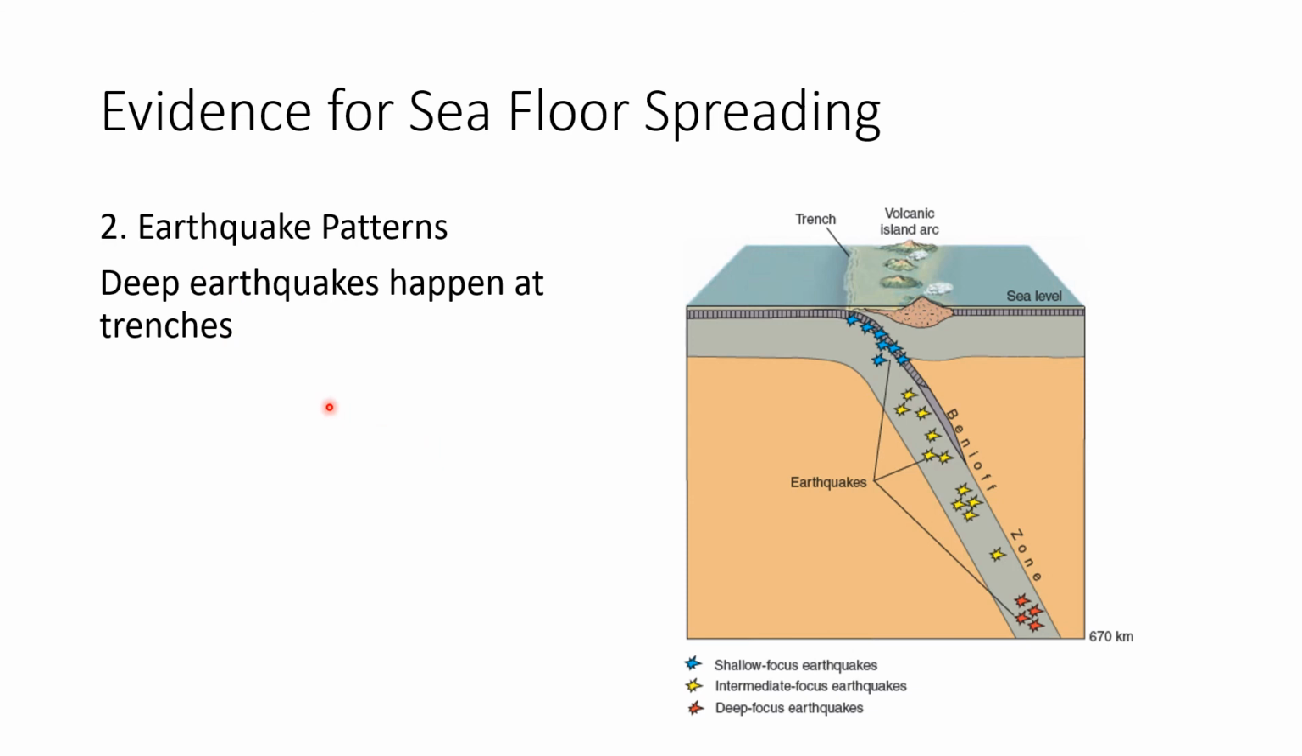Next, we have earthquake patterns. Deep earthquakes happen pretty much only at trenches in the earth. The shallow focus earthquakes happen all over the earth. That's like what we get here in Helena when we have an earthquake. But then there are these earthquakes that happen really, really deep in the crust, and those pretty much only happen at trenches where a chunk of seafloor is sinking down beneath another plate.